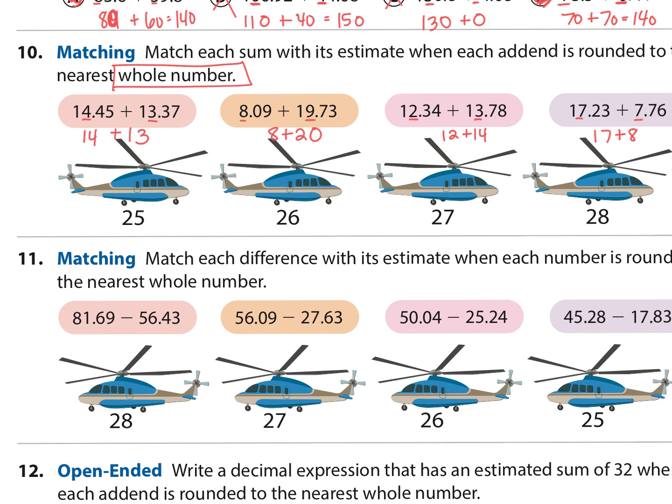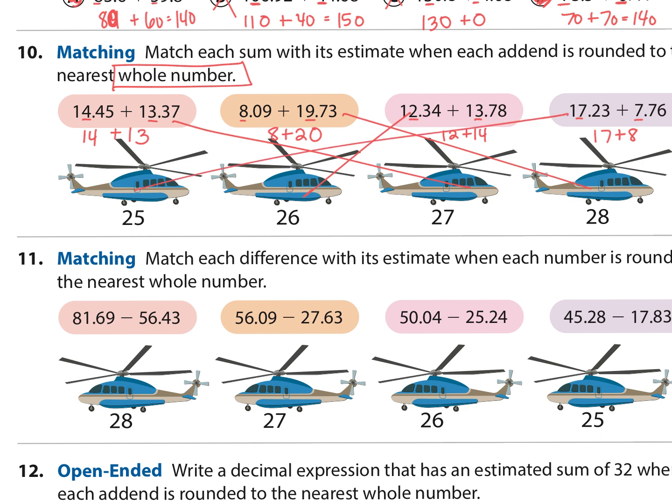Okay, the very first one, looking at how these should be rounded, the pink one is going to end up being 27, so that should be going to the third helicopter. The orange one is going to be 28, which is the last one. The other pink one is going to be 12 plus 14, which is 26. It's the second helicopter, and the purple one goes with the first one.